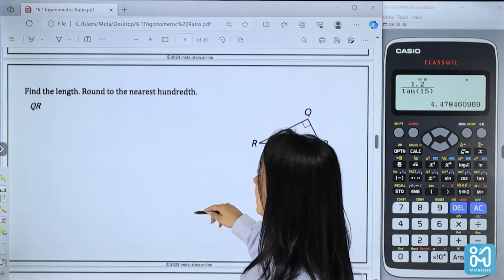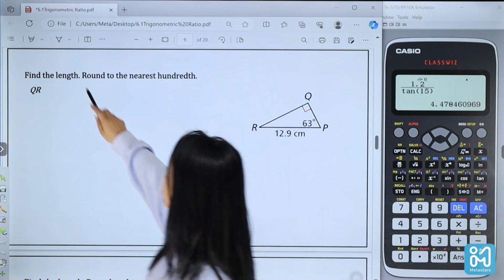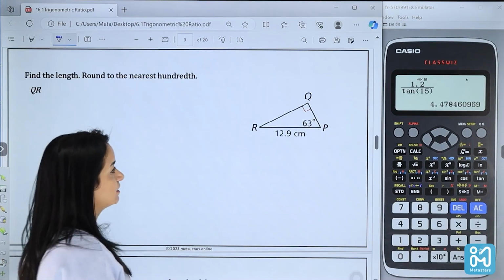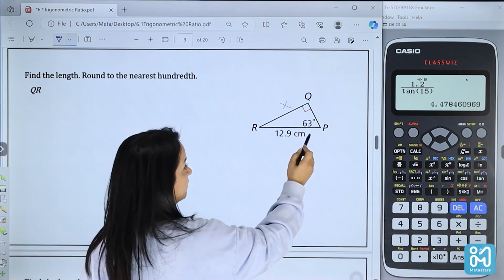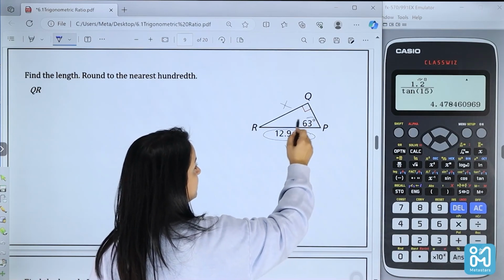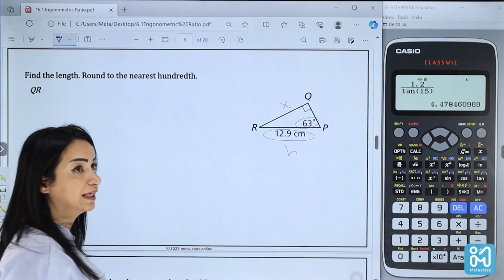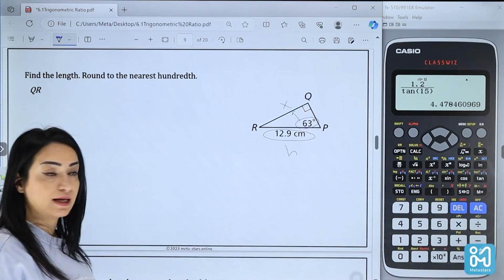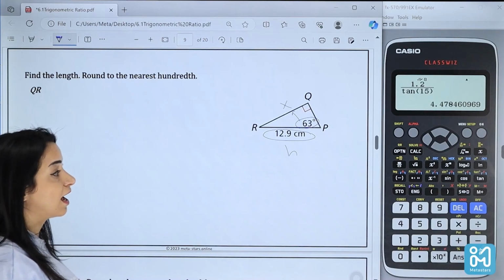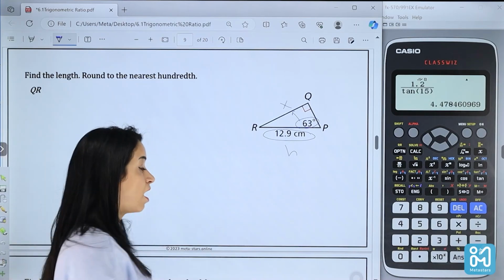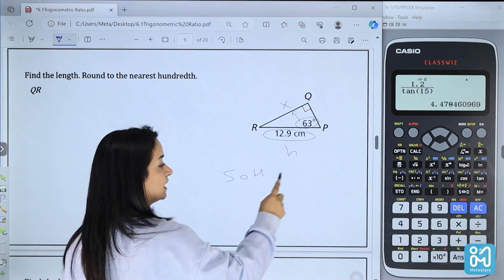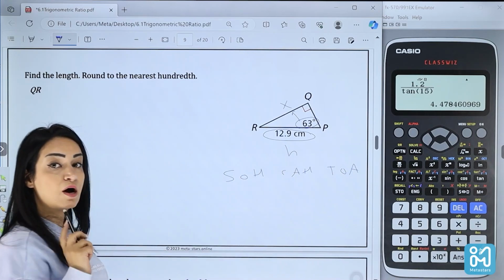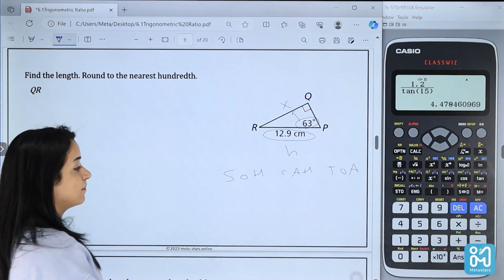Okay. Here I need to find the length of QR. What information do we have? This is a right triangle. This is the QR. I have the hypotenuse. I have this angle. What is x for this angle? Actually, x for this angle is the opposite. So I have angle, I have opposite, and I have the hypotenuse.